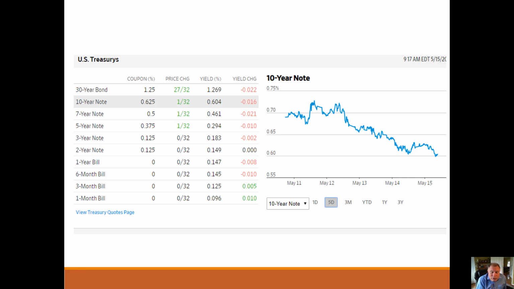When we look at interest rates today, and this is Friday, May 15th, you can see that interest rates are incredibly low. The yield on a 30-year bond is 1.269%. This is not set by the Federal Reserve. This is the markets setting this. The rate that the Fed is really dealing with is way down here. And as you can see, the 10-year note is 0.6. So somebody is willing to accept a return of 0.6 for 10 years.